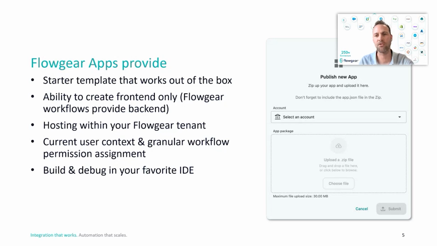Tied in with that, because users are signed into the Flowgear console, we also understand the security context that they're operating in. So not only do we know which site they have access to in your tenant and which kind of coarse security group assignment they have, but you can also control exactly which workflows sets of users are able to interact with. So you have fine-grained control over exactly which workflows users are going to be able to interact with through the apps that you've published.